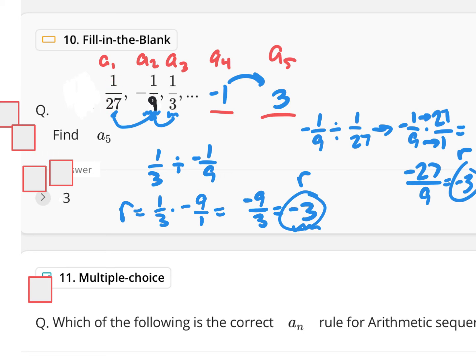1/27 times negative 3 is negative 3/27, which reduces down to negative 1/9. Negative 1/9 times negative 3 is positive 3/9, which reduces down to 1/3. 1/3 times negative 3 becomes negative 3/3, which reduces down to negative 1. And then negative 1 times negative 3 is positive 3. So your answer is positive 3. Type in positive 3.